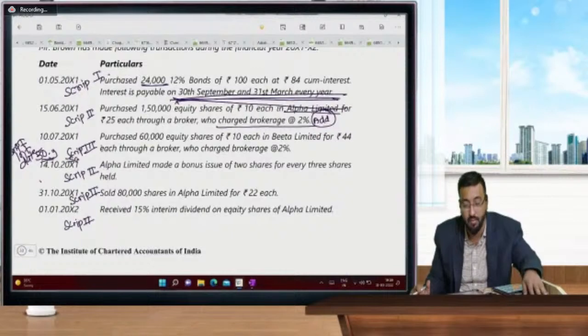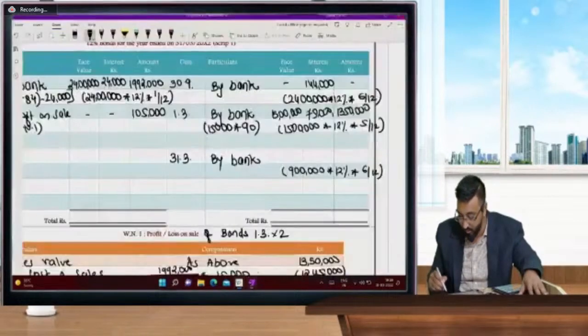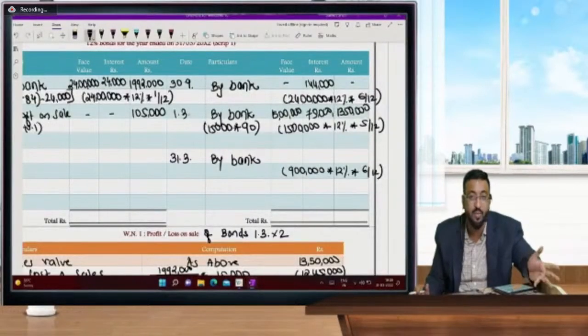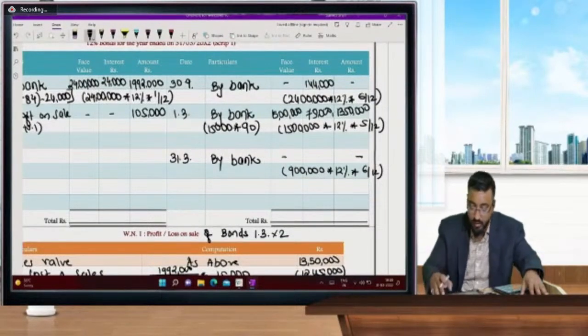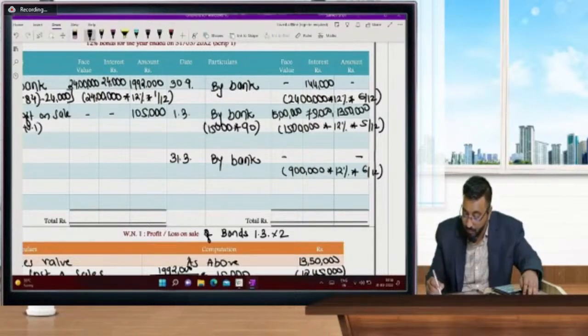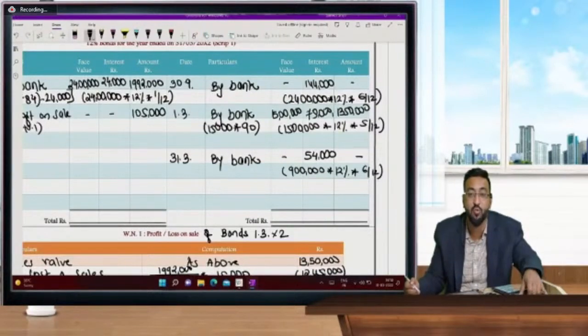October to September, October to March, sorry, October to March. This is basic calculation. October to March, 9 lakhs into 54,000. It is always better to write face value because we are doing calculation based on face value.